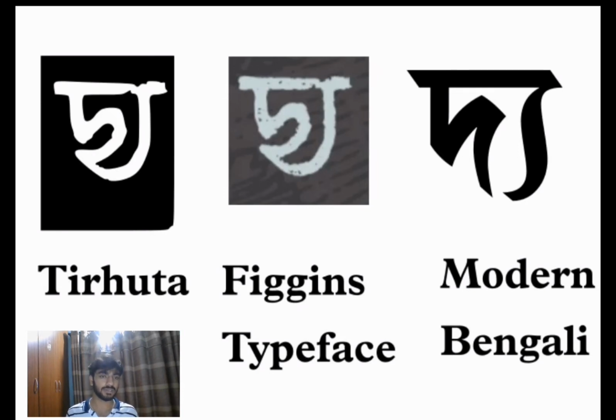Looking at the conjunct formation will reveal something more. Look at how old Bengali there, Tirhuta there, and modern Bengali there look like. Which one do you think resembles Tirhuta the most? If you say it's old Bengali, you're right. Similar is the case with other conjuncts.